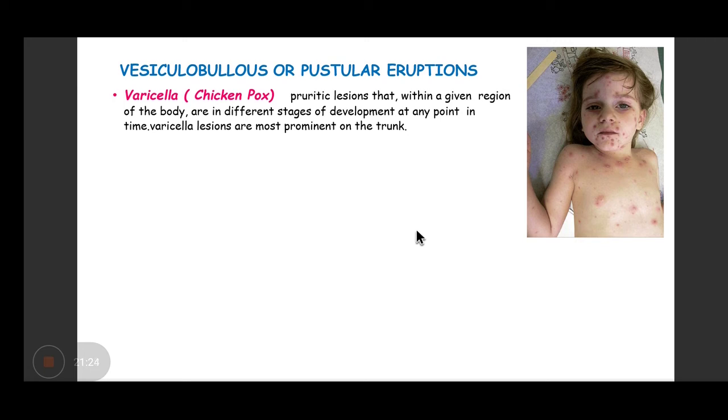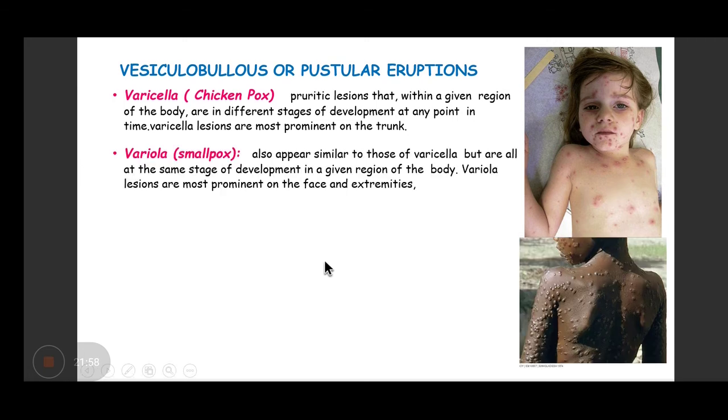So listen. Vesicular eruption, varicella. There are vesicular lesions. They are present all over the body, and on the body they are in different stages. At one place they will start just erupting, and at another place they are mature pustular eruptions. So they are in different stages at different sites of the body, and they are more prominent on the trunk, less prominent on the extremities, and usually they do not involve the eyes, etc.